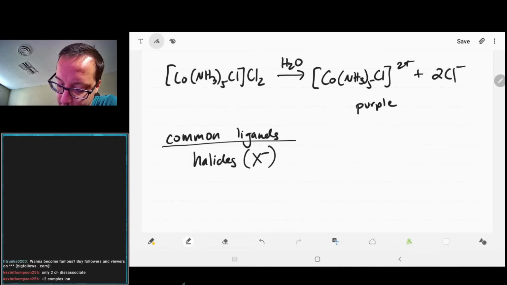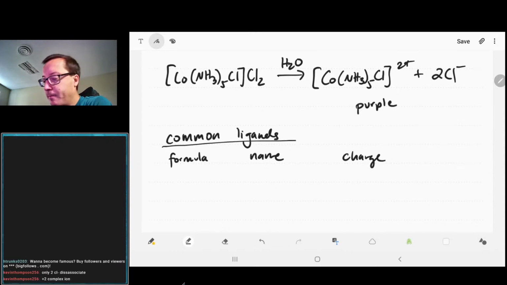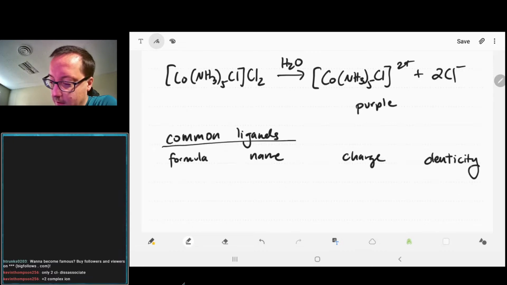So let's move this off here. We'll go with the formula, the name, and the charge. Is that something we want to? And then we'll talk about denticity. Another fun word.